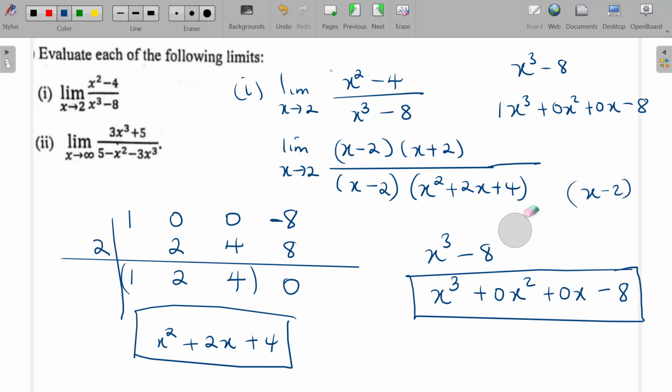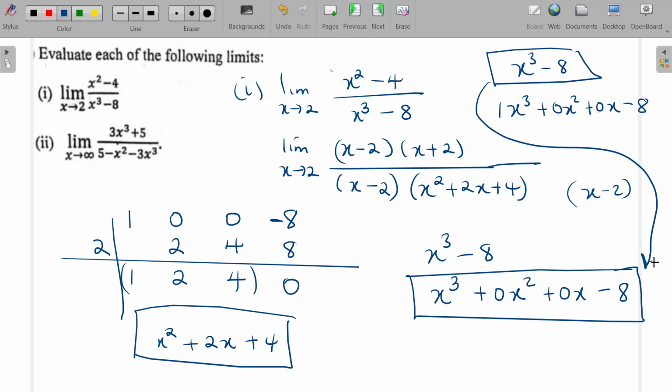Now, this function which I had in the denominator, x to the power 3 minus 8, the other way you can write it is like this, and it is the one which will work well for synthetic division. So here I am going to get x to the power 3 plus 0x squared, because in synthetic division the degrees have to follow each other in decreasing order of 1. So if here it is x to the power 3, the next one is supposed to be x to the power 2, then plus 0x minus 8.